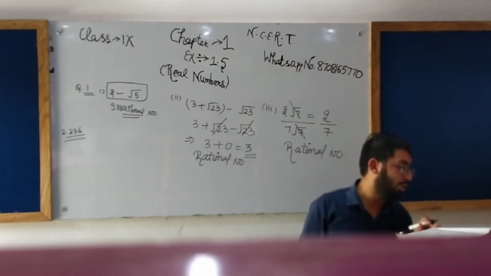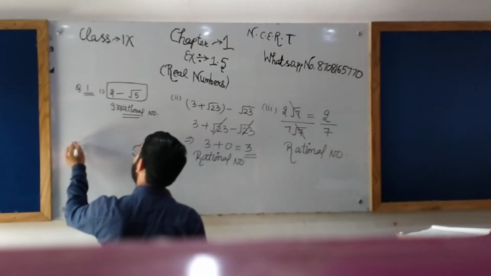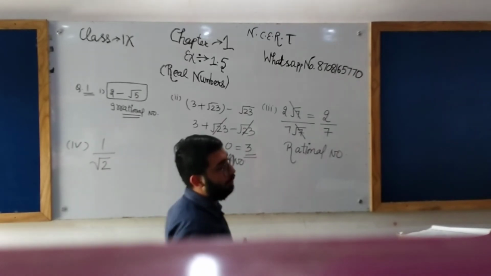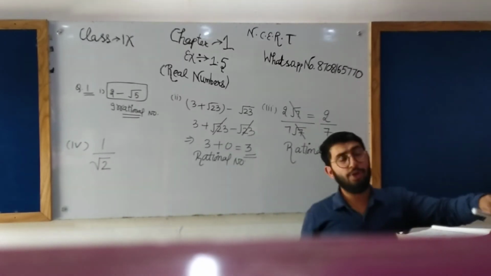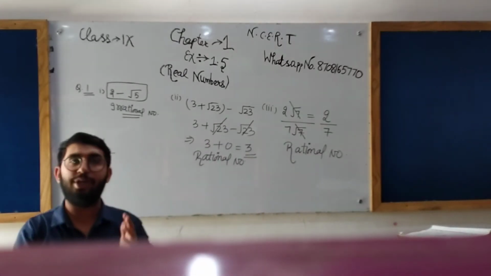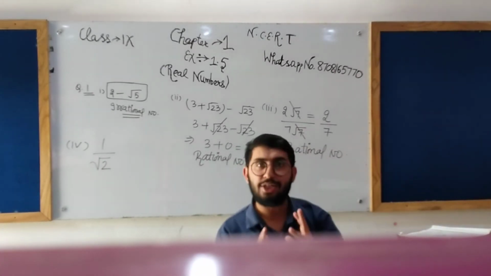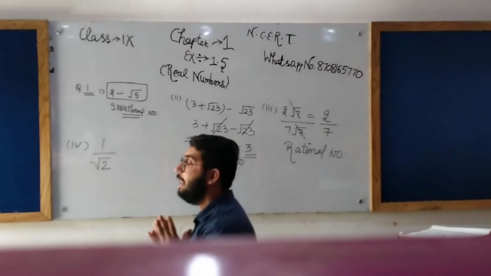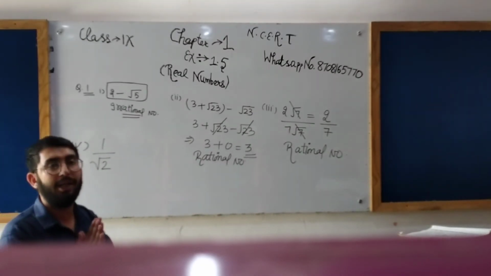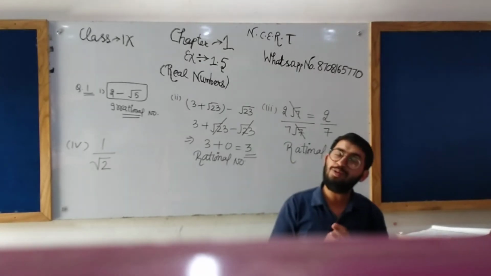Okay. Now I am proceeding towards the fourth part. The fourth part is 1 by root 2. We know, when I made you understand the definitions in the very first video, I made you understand the difference between rational number and irrational number. A rational number is a number which can be written in the form P by Q, where P and Q both are integers and Q is not equal to 0.